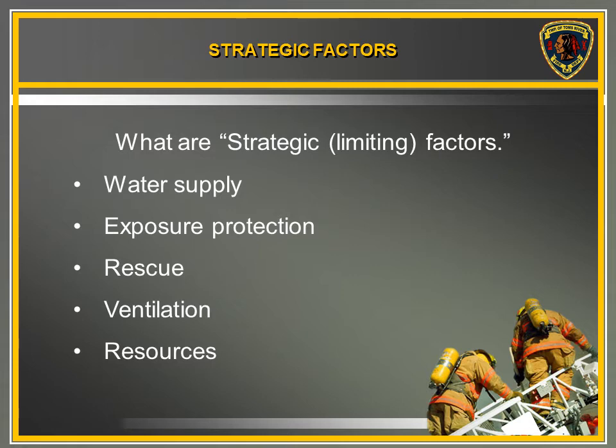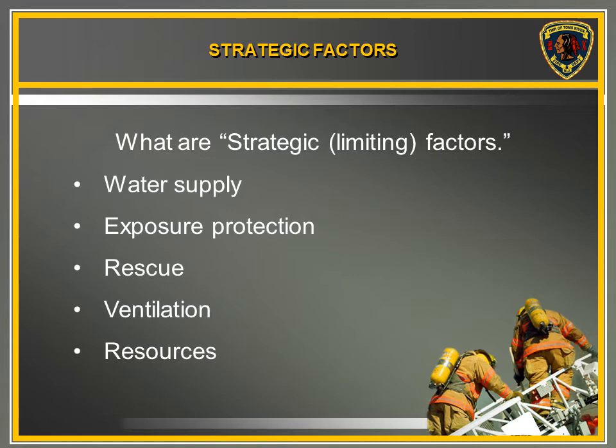Just an example of limiting factors or strategic factors that need to be overcome at an incident such as a structure fire. Water supply. Does the area have a good water supply? Does it require a long stretch to get to a good water supply? Is the area riddled with small mains? Are there any hydrants at all? What do you need? Some type of tanker task force, right?